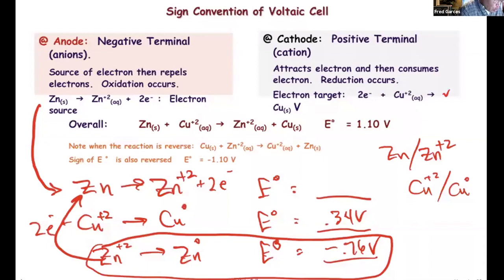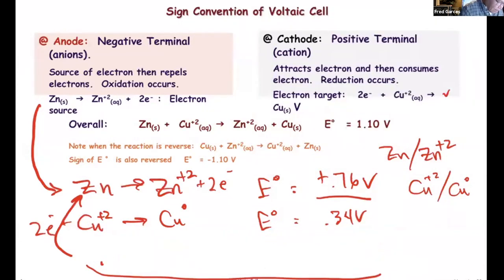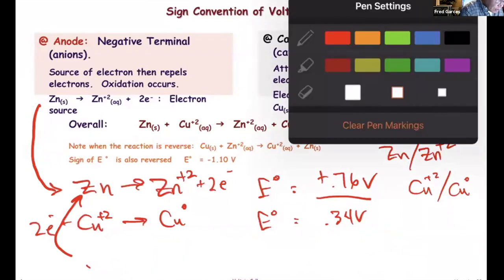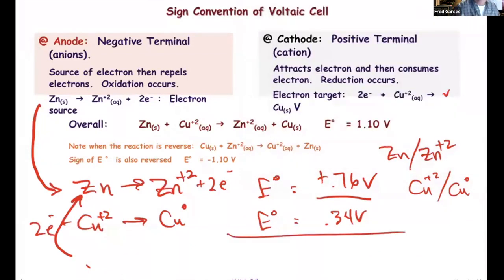So the fact that we don't have the oxidation reaction, but we have the reduction reaction, means that this now has to change signs to positive 0.76 volts. And when you do that, then the total potential would be, because the reaction is zinc undergoing oxidation and copper undergoing reduction, so all we've got to do is add these right here, and that comes up to 1.10 volts. So you can see it's pretty straightforward if you know how to read tables.